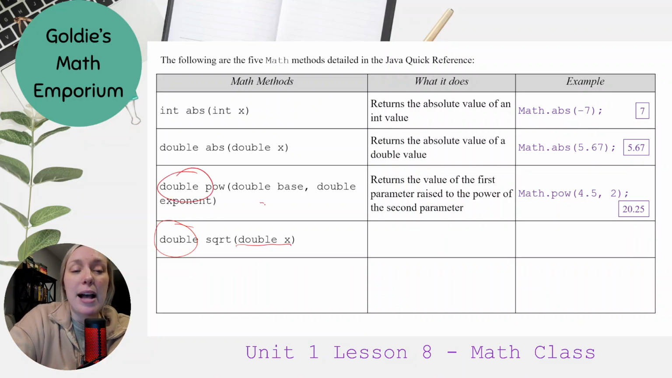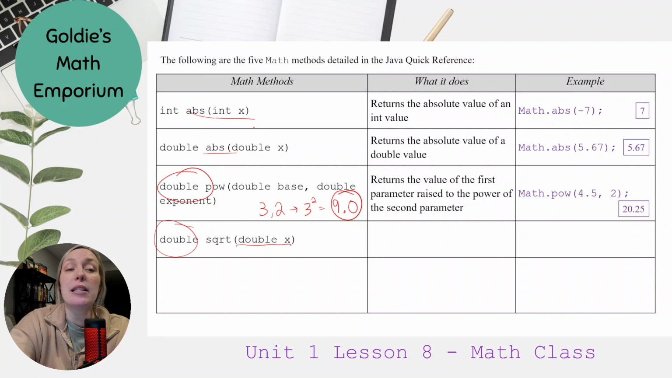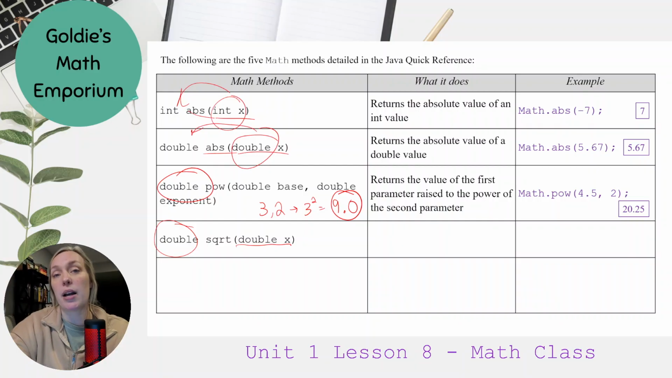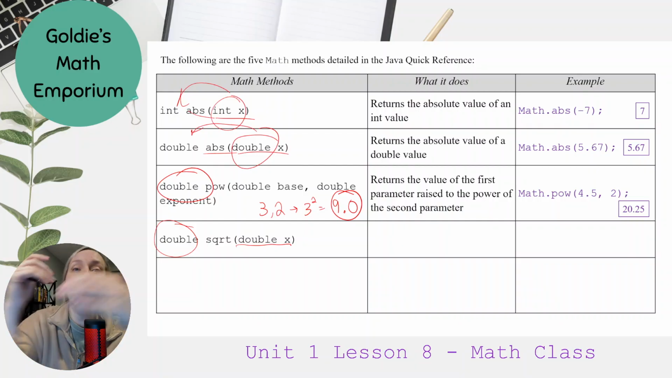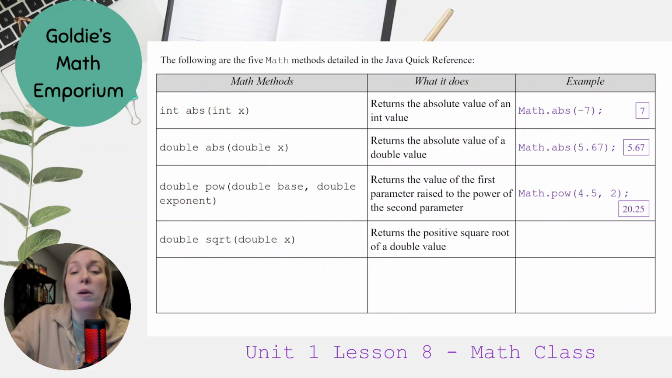Okay, like if you pass it a 3 and a 2, it takes 3 to the second power, which is 9, but it returns it as a double. It returns it as 9.0. That's different from the ABS because ABS depended on what you passed it. If you passed it an int, it returned an int. If you passed it a double, it returned a double. Maybe that doesn't make a difference in your program, but maybe it does. So remember that. Okay, so square root returns the positive square root of a double value.